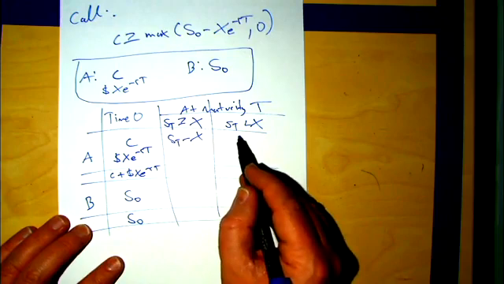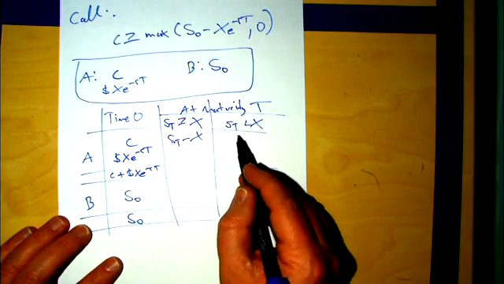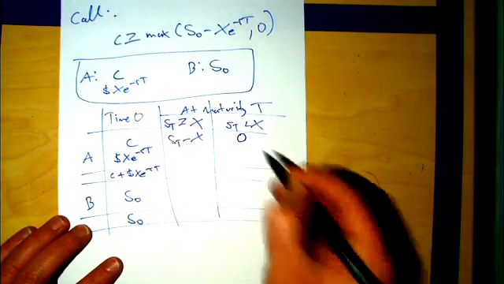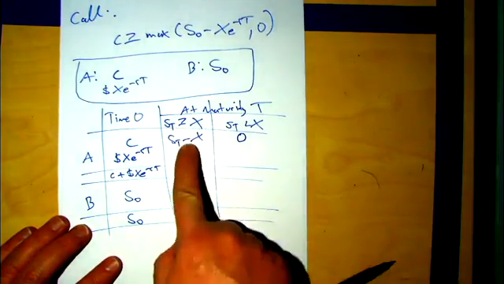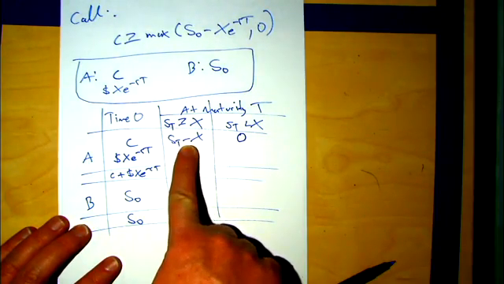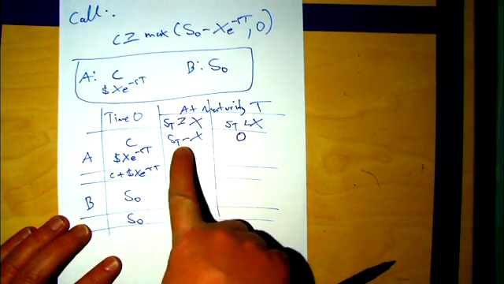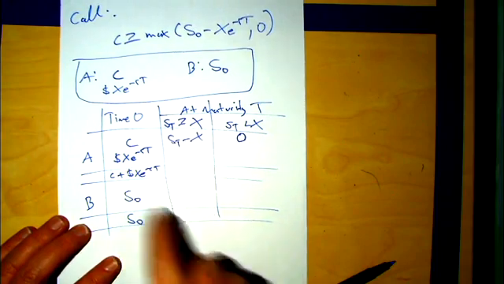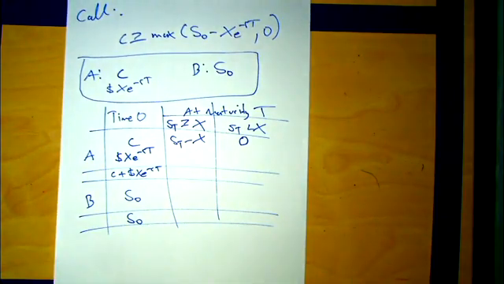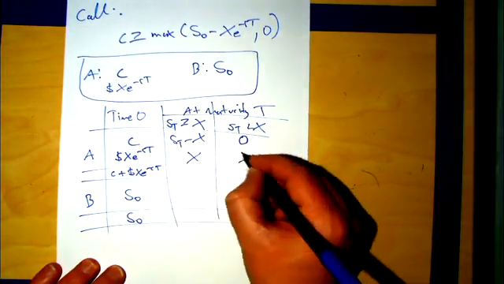What about over here? What happens to the call option? 0. It doesn't get exercised, so the payoff is 0. Here it gets exercised, your payoff is ST minus X. Here it does not get exercised, it expires worthless, so its value is 0. What about the present value of X? What does it grow to be equal to? Assume you've invested at the risk-free rate of interest. It grows to be equal to X.